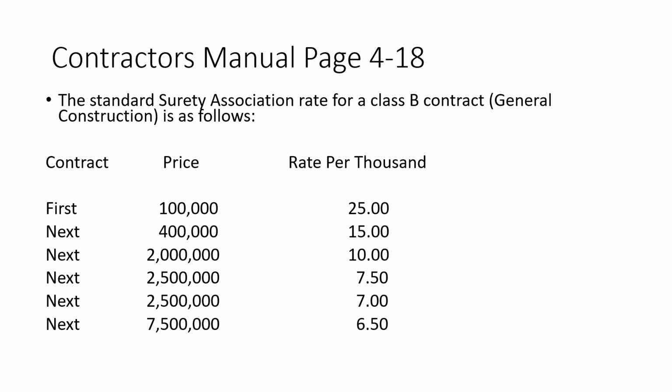The first thing I want you to do is get out your contractor's manual and go to page 4-18. It doesn't matter if you have a 2017 or a 2021, it's the same page number. And you'll see something similar to what you see on the screen there. At the top of the page, it says the standard surety association rate for a Class B contract, which is general construction, is as follows. And then they have a schedule there. Okay, it's going to be very important for you to be able to find it.